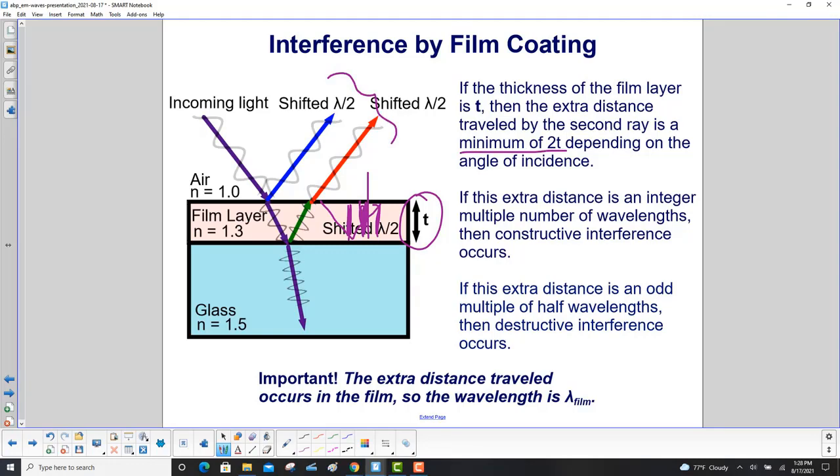Now, if this extra distance is an integer multiple number of wavelengths, then what do we have? We have constructive interference. If the extra distance is an odd multiple of half wavelengths, then destructive interference occurs. Very important: the extra distance traveled occurs in the film, so the wavelength we have to use is lambda in the film. Lambda in the film is the wavelength we use for the equation.